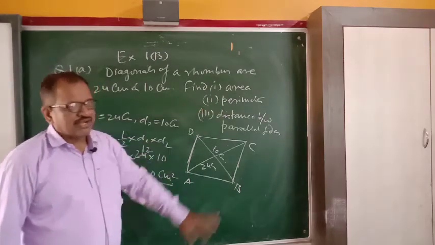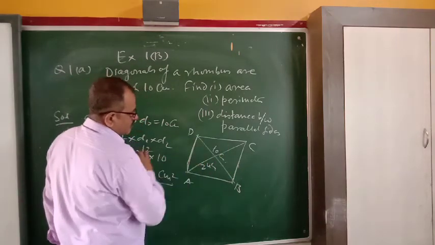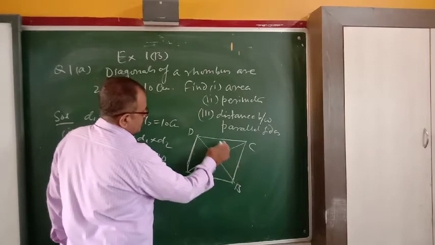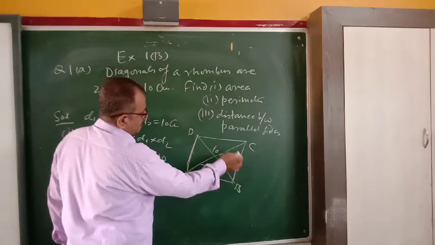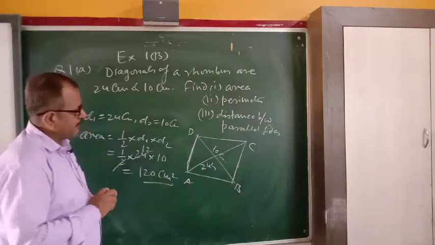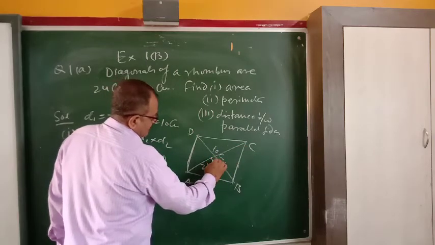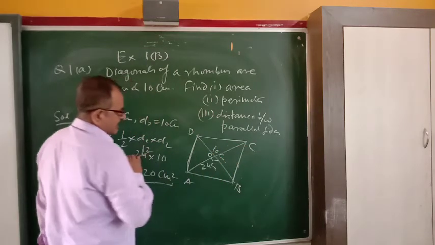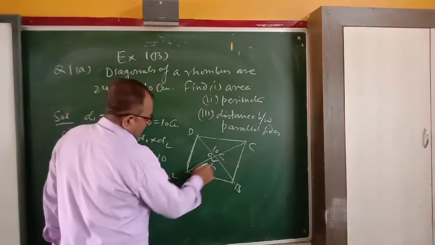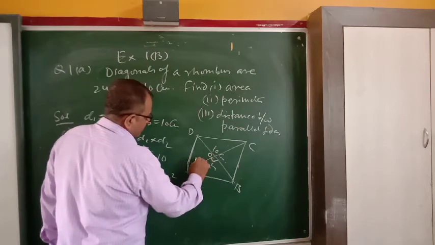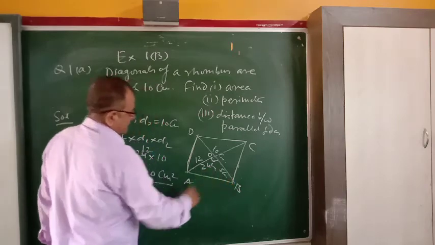The second part is how we will find the perimeter. We know that perimeter means the sum of all the four sides. Every side is equal. Firstly we will find the side, then we will multiply it by 4 to get its perimeter. We know that the diagonals of a rhombus bisect each other at 90 degree. So this angle O is 90 degree. The diagonal is bisected, so OA will be 12 centimeter and OB will be 5 centimeter.